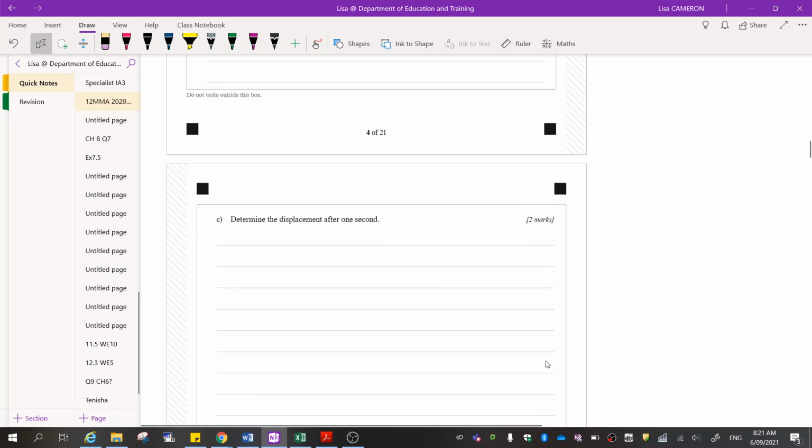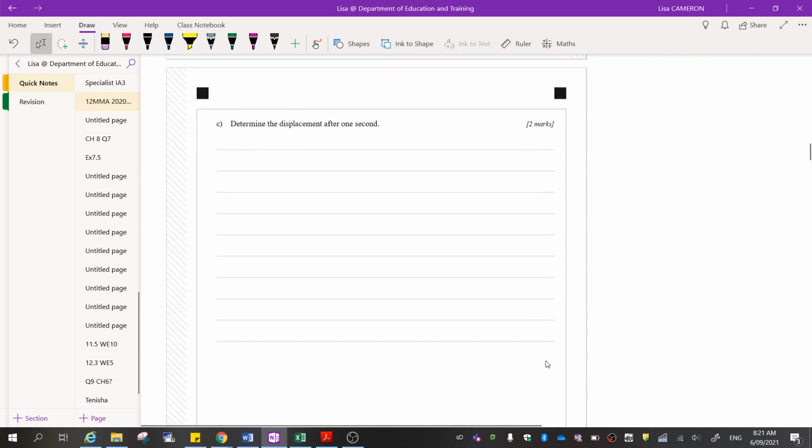Okay, so let's scroll down to the next part. Determine the displacement after 1 second. So all I'm going to do is state my velocity function again. So V of t was equal to sine pi t plus 0.5. And V of t is really like saying dx over dt, which means that if I integrate this, I'll be left with x equals. So we're going to integrate sine pi t plus 0.5 dt.